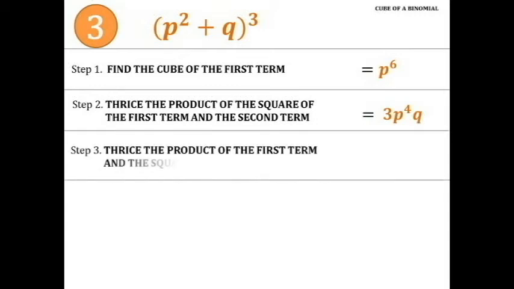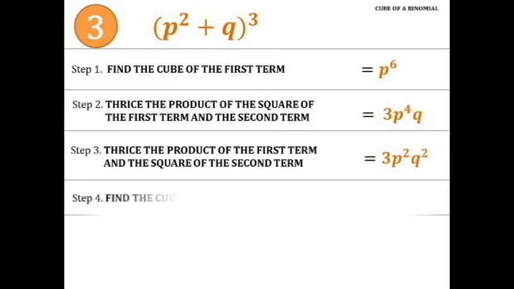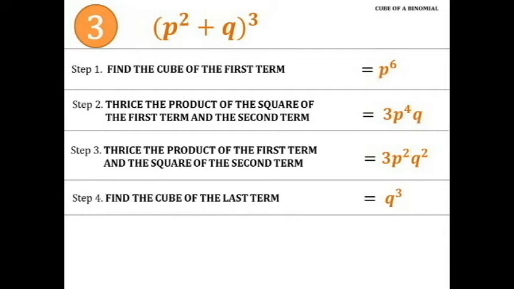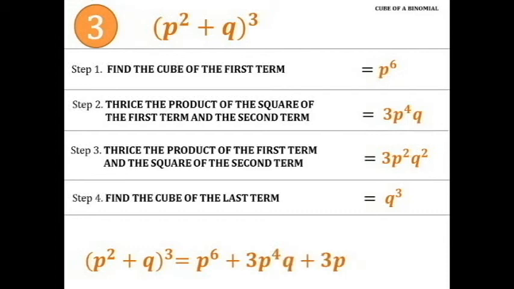Then, thrice the product of the first term and the square of the second term. So we have 3p squared q squared. Then, find the cube of the last term, which is q, so we have q cubed. Finally, we can say that p squared plus q quantity cubed is equal to p to the power of 6 plus 3p to the power of 4 q plus 3p squared q squared plus q cubed.